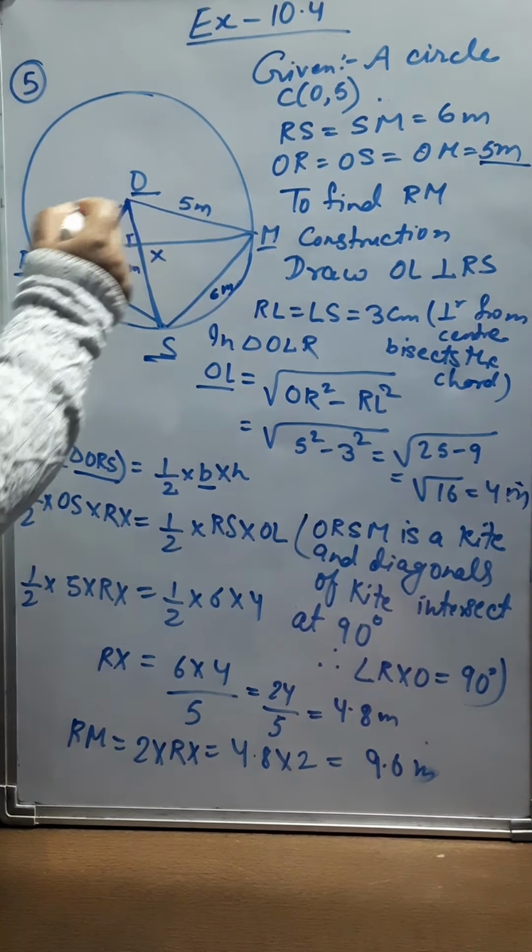So this half can be cancelled. RX is equal to 6 into 4 divided by 5. So 6 into 4 is 24 divided by 5, 4.8 meter. Now you see, if RX value is coming 4.8 meter, then clearly this OX, which is perpendicular on RM, is bisecting the line RM. So RM can be calculated by twice into RX, or 4.8 multiplied by 2, or it is coming 9.6 meters.